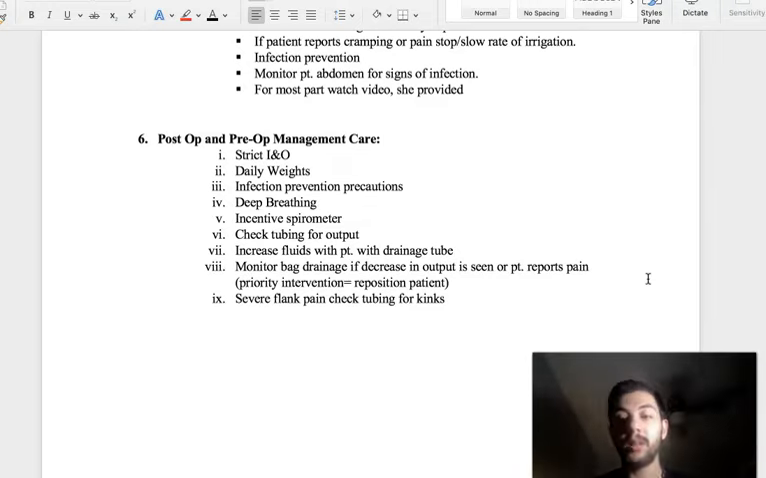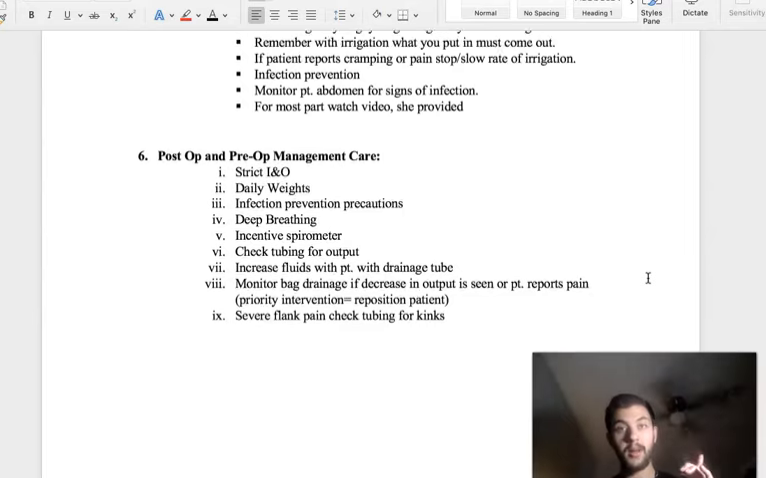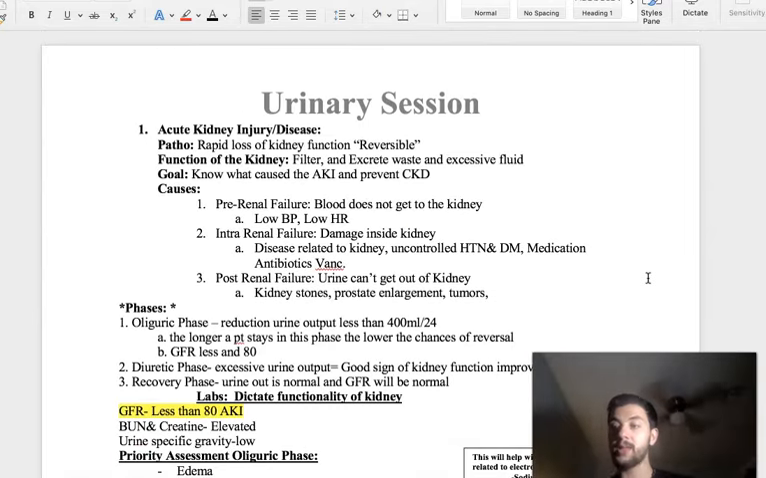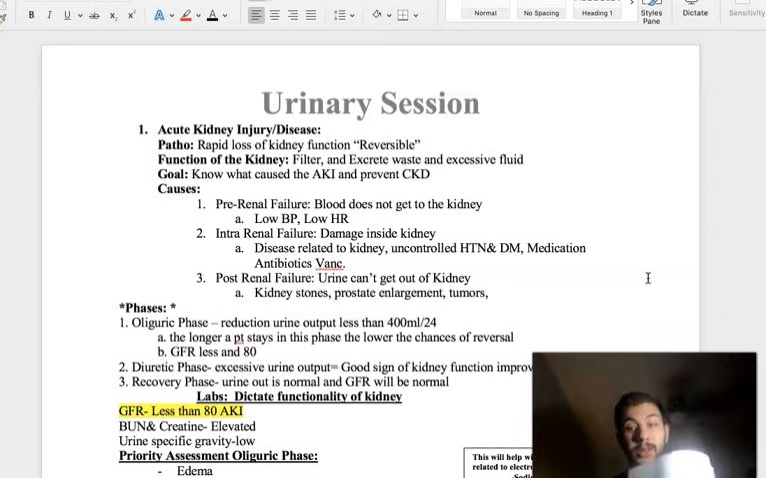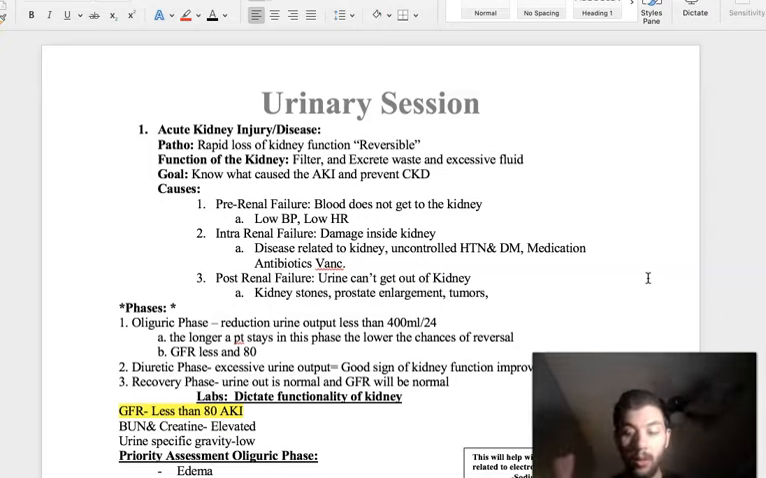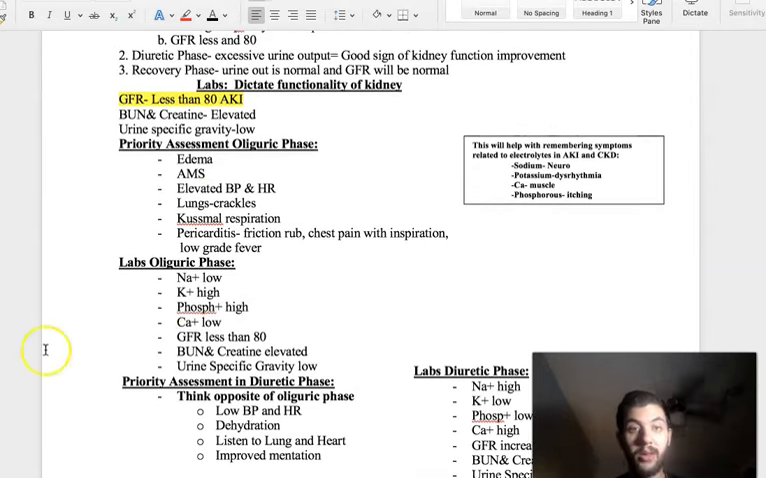So, since we are done with the urinary diseases, I am going to tell you some things from my papers on what to expect in your exam, or what's really important to focus on. You always want to remember the phases of AKI, the oliguric phase. You need to remember this. Remember all the specifics: less than 80, it would take 1 to 14 days. Less than 100, less than 400 mL per day.